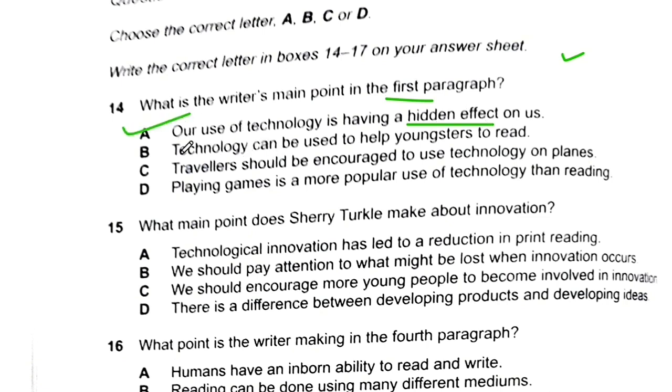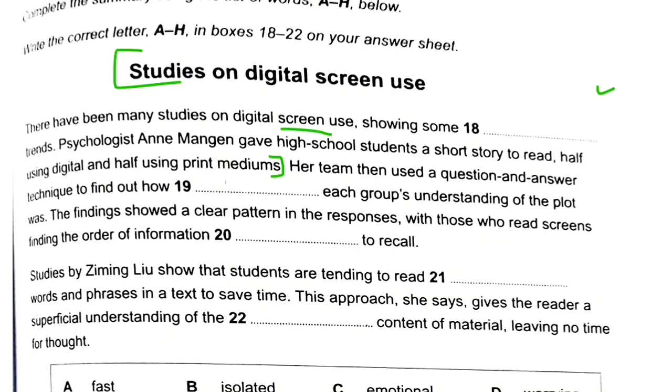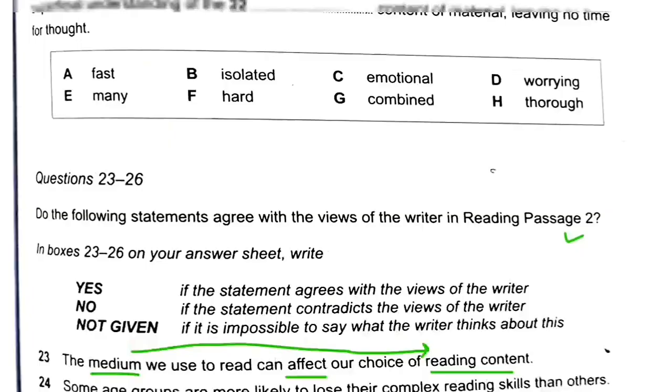You can also go through the rest. Technology can be used to help. No, they have not discussed this. Travelers should be encouraged to use technology. They have completely told that it is not good to use. Playing games is a more popular use of technology than reading. They have not mentioned this. So the first answer is option A. We have not discussed that, and we have not discussed any medium and the reading content.